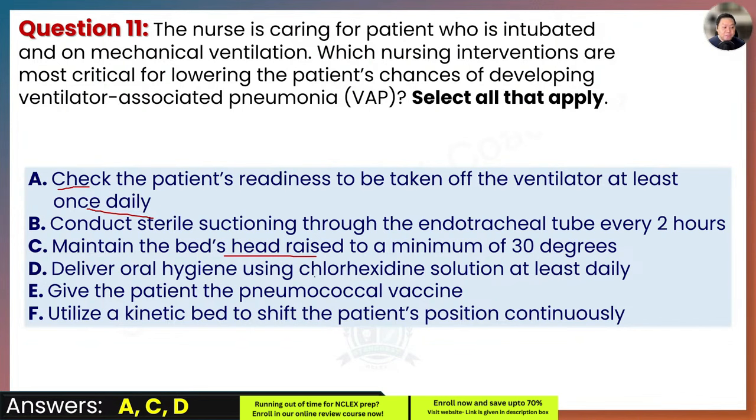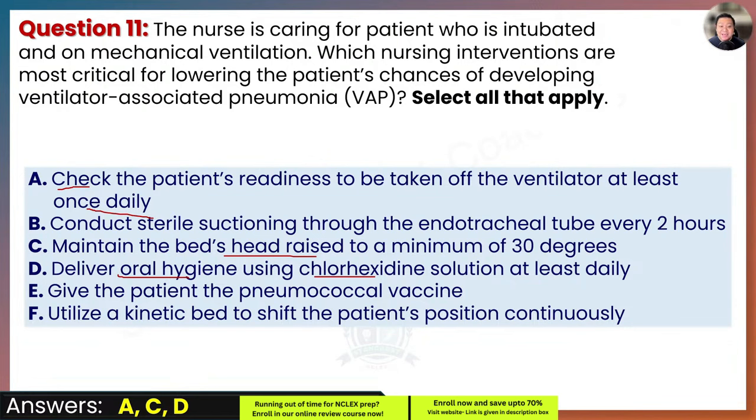Now, what about letter D? Deliver oral hygiene using chlorhexidine. That's the clue here: oral hygiene with the use of chlorhexidine. This is very critical in preventing VAP, because we know that the mouth can harbor bacteria that can migrate down the endotracheal tube and also infect the lungs.